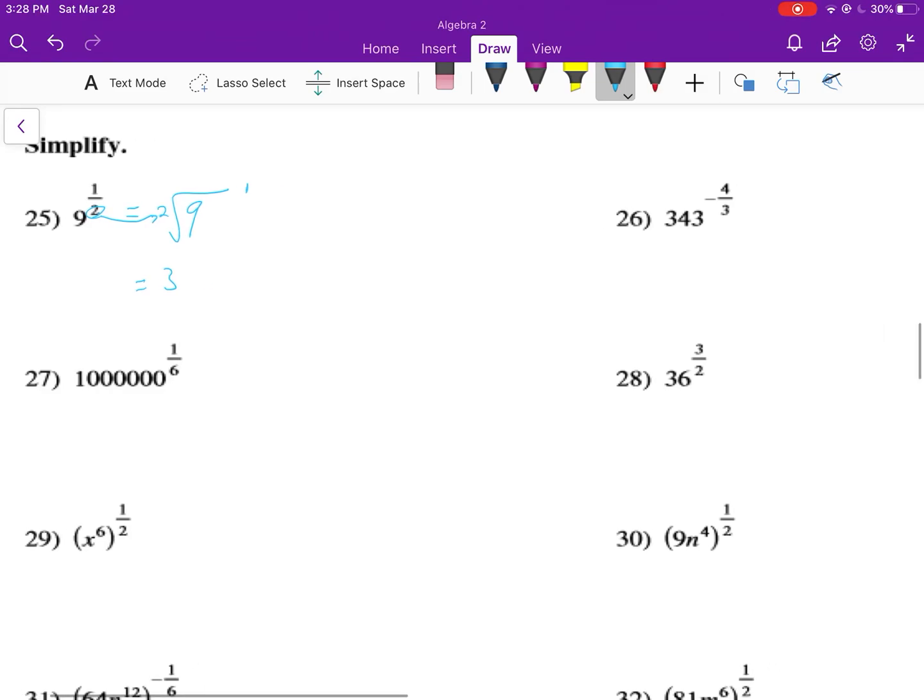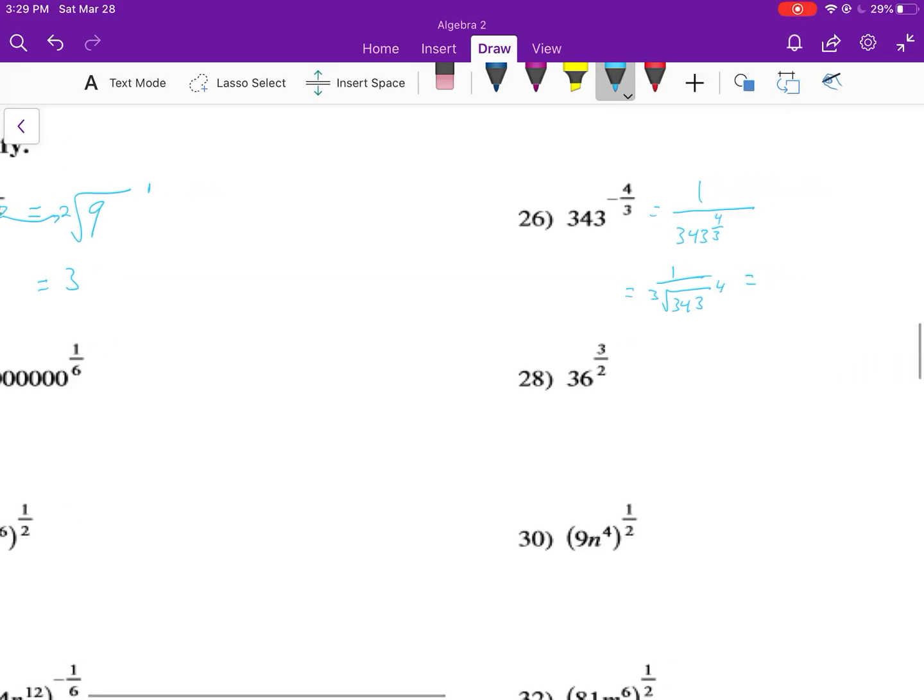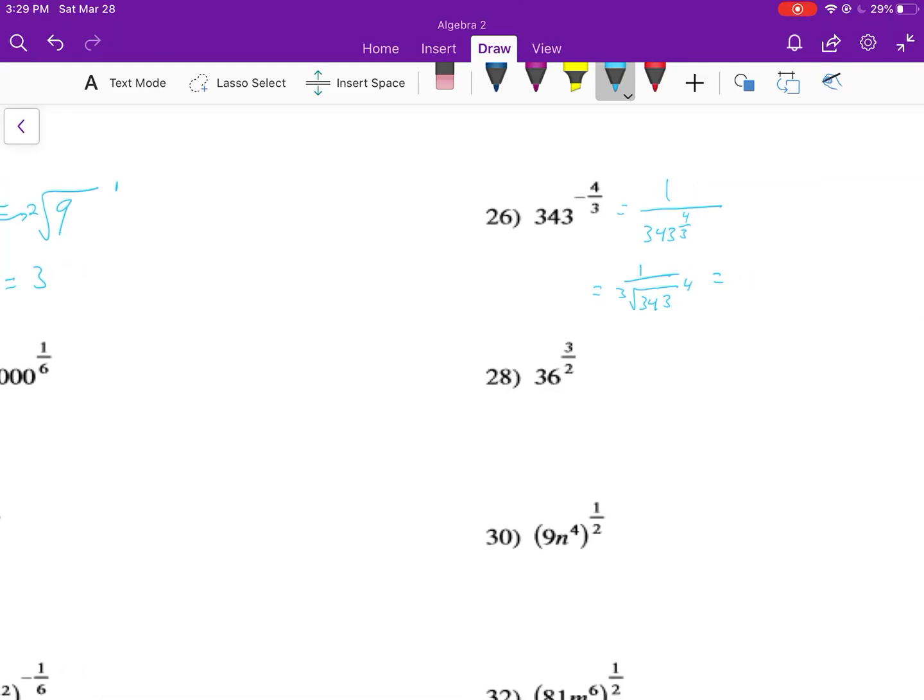26, we see the negative here again, so we automatically think 343 to the positive 4/3. And then that's 1 over that, so we have 1 over a radical, 343. 3 will go here, and the 4 will go out here. And then as you work through this, the cubed root of 343.